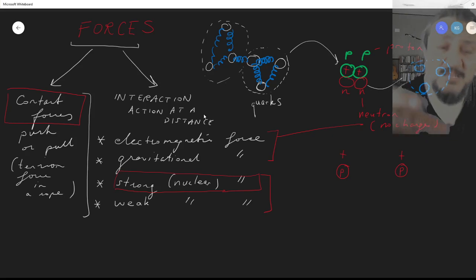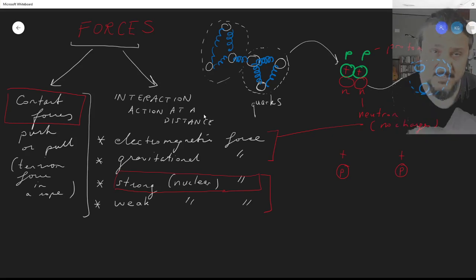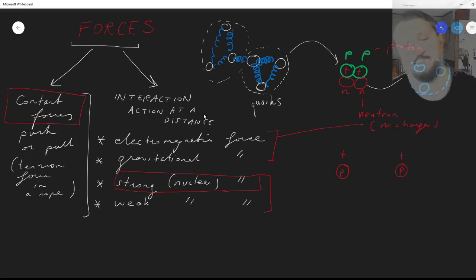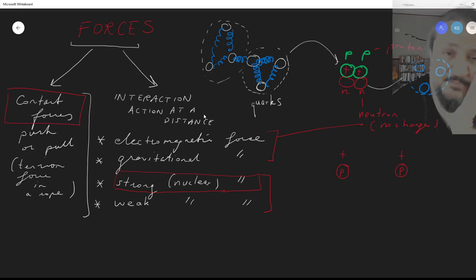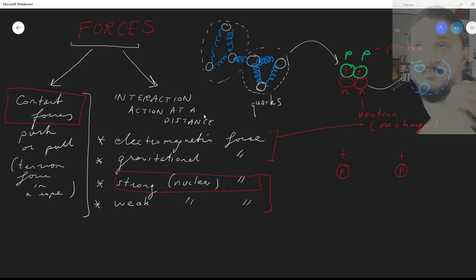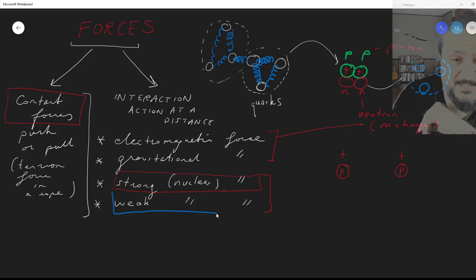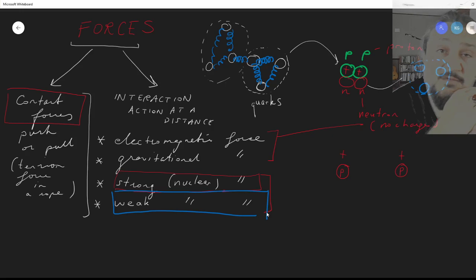So the force that binds the quarks together is the same force that binds the protons together. That's what this means, all right? So that's the strong nuclear force. You can break it apart if you supply enough energy. That's how the weak force also comes into play. The weak nuclear force is responsible for radiation, okay, radioactivity. Now, it's more complicated.